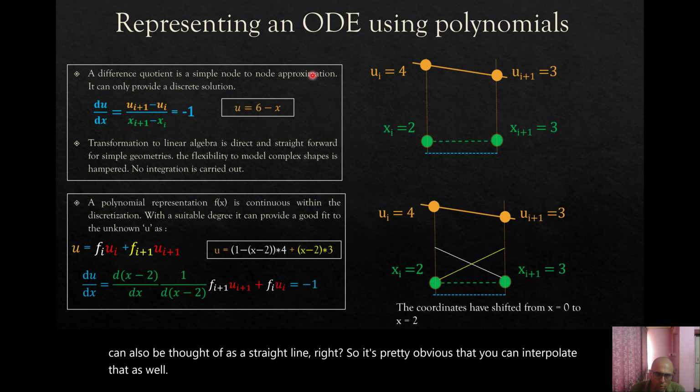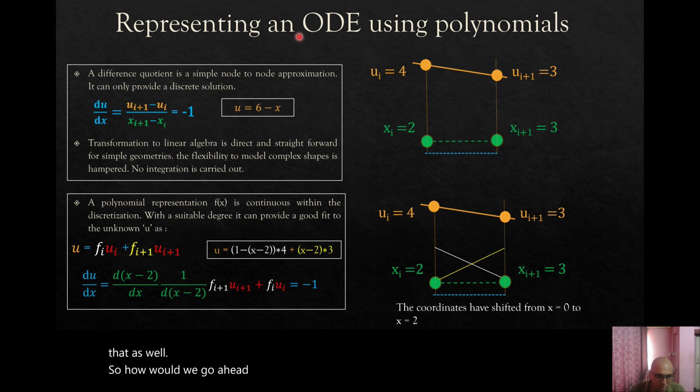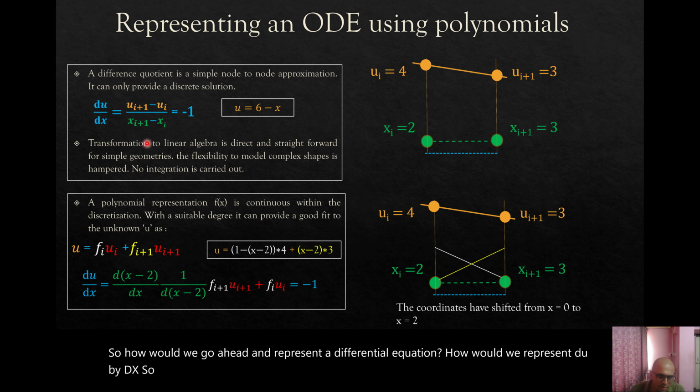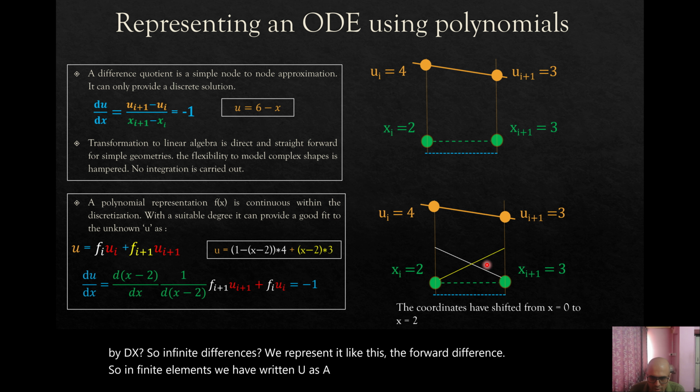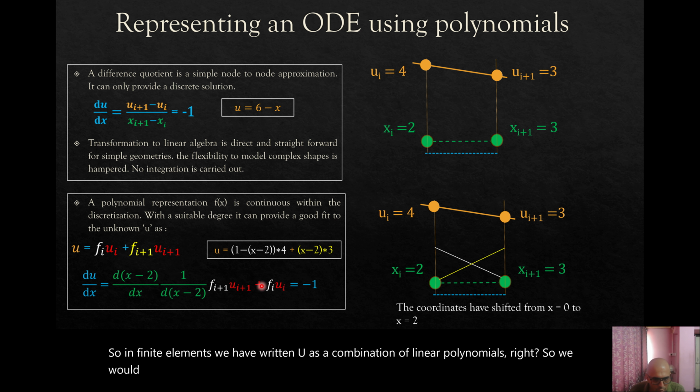So how would we go ahead and represent a differential equation? How would we represent du by dx? So in finite differences, we represent it like this, the forward difference. So in finite elements, we have written u as a combination of linear polynomials, right? So we would just apply d by dx onto this equation of a line.